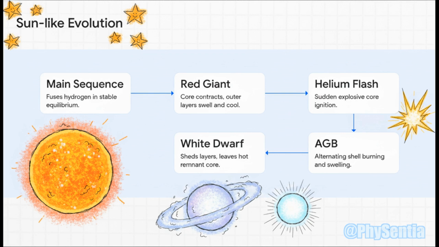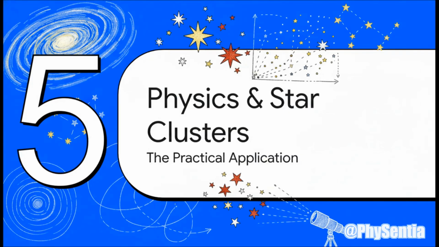Next, it undergoes this sudden, explosive core ignition called a helium flash, which drops it down onto the horizontal branch. Eventually, it swells right back up again on the asymptotic giant branch, before finally shedding its outer layers entirely. After that, it plummets all the way down to the bottom left, ending its days as a glowing hot white dwarf cinder.